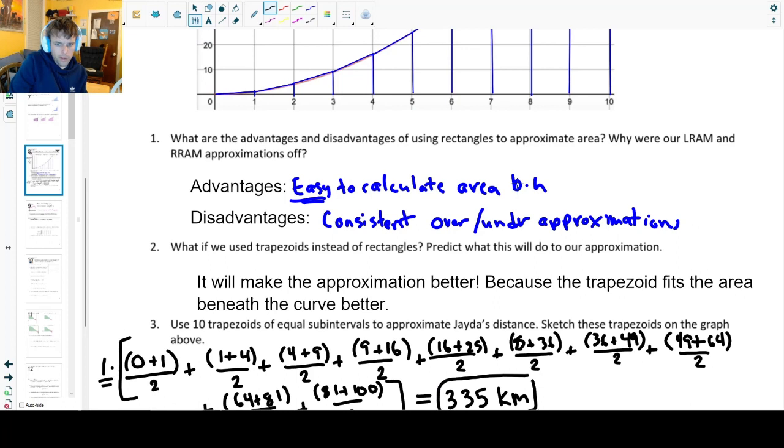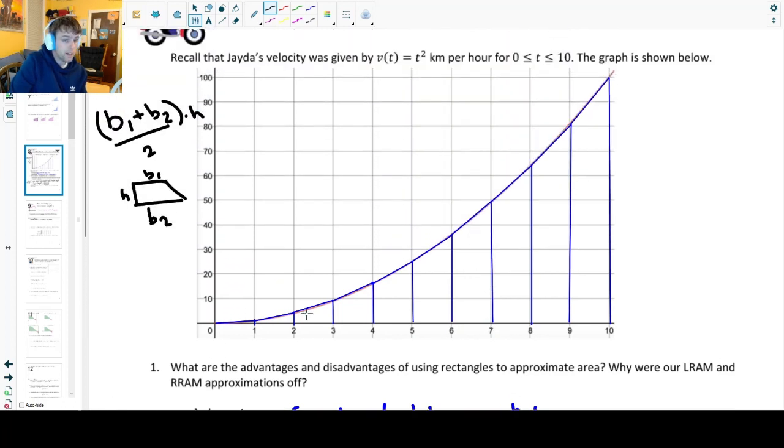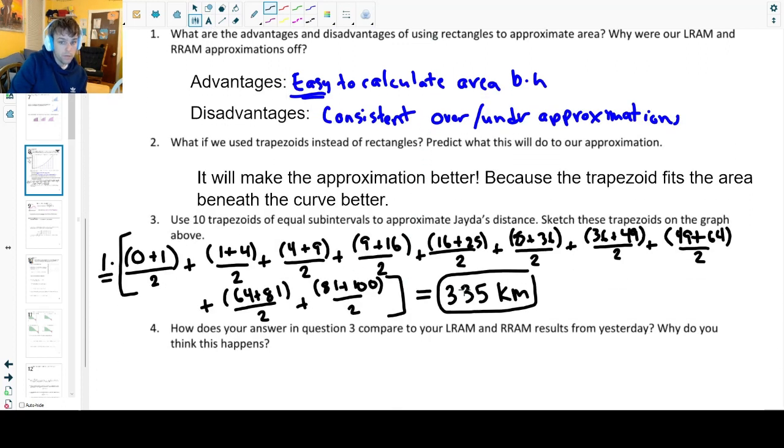So what does this mean? This is a very good approximation of the area under the curve using trapezoids. And the true area under this curve is very, very close to 335. In fact, if we do a little bit of Desmos here, I'm going to give away some stuff that Desmos can do.